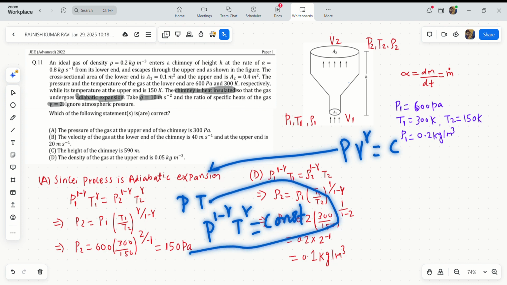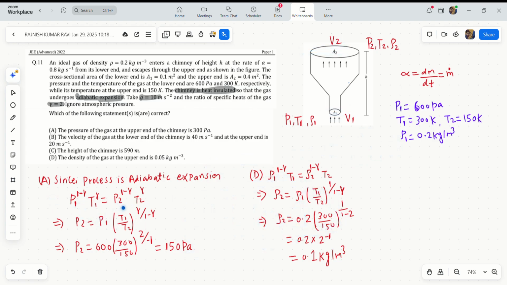If we apply this equation at the lower end and at the upper end, from here we can write the value of P2 equals P1 into T1 by T2 whole raised to the power gamma by 1 minus gamma. So we can find the value of P2 from here as 150 Pascal. So the pressure of gas at the upper end is 150 Pascal. Option A says the pressure of gas coming out is 300 Pascal, so option A is wrong.